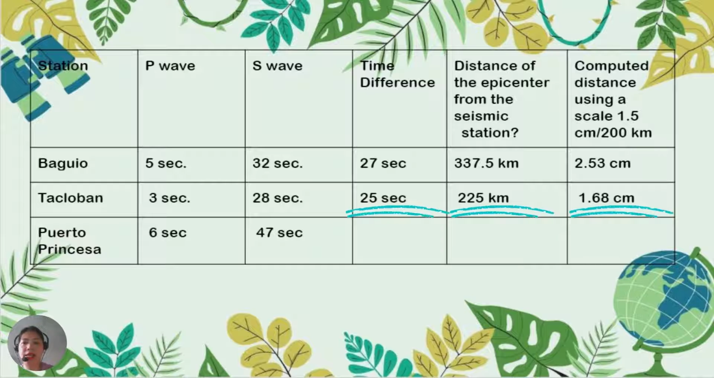Now, let's try Puerto Princesa. In Puerto Princesa station, the P waves arrive at 6 seconds and the S waves arrive at 47 seconds. What is the time difference? What is the distance of the epicenter from the seismic station? What is the computed scale using a scale of 1.5 centimeters for every 200 kilometers? You can pause this video to answer.